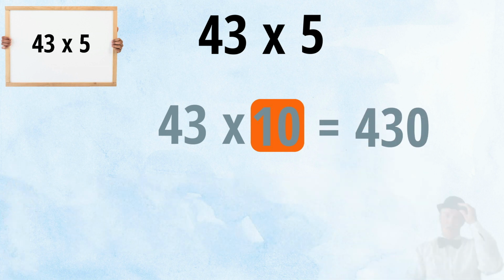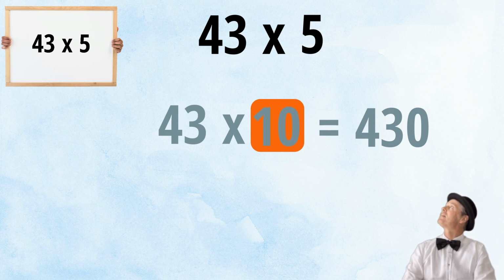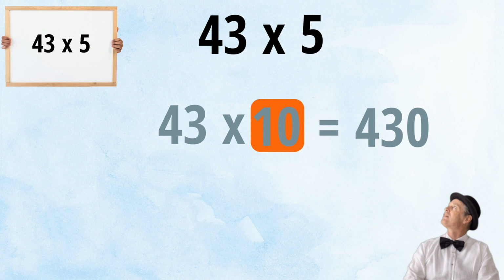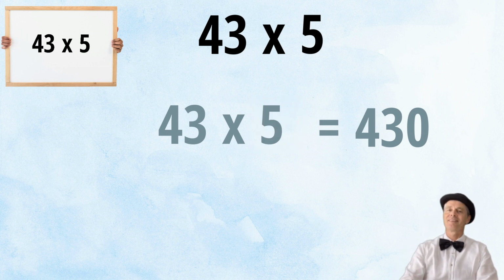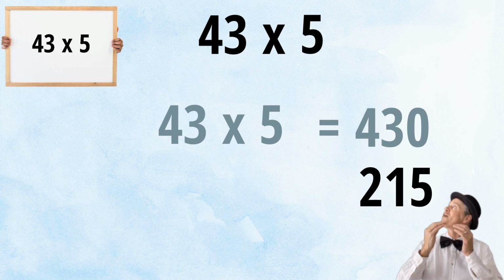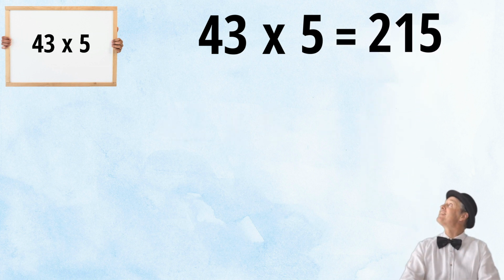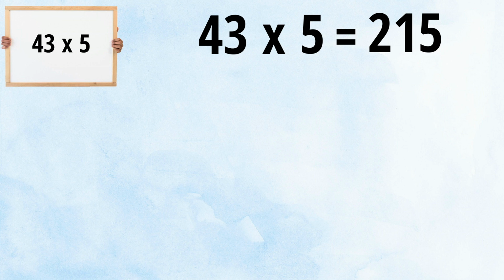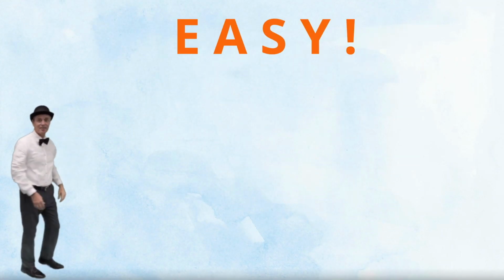Of course, that's not the answer to our question. We've doubled what we were supposed to multiply 43 by. So we now need to half what we've currently got. Half of 430 is 215. So 43 times 5 is also 215. That was easy. And talking of easy, look how much easier these questions become when you use TIMES-5-ING.